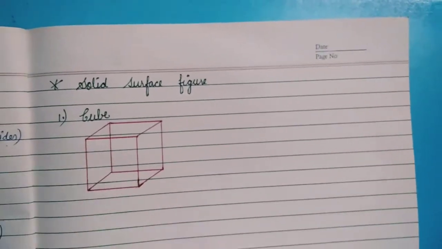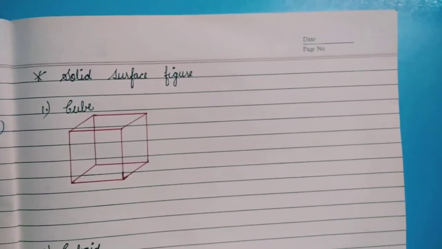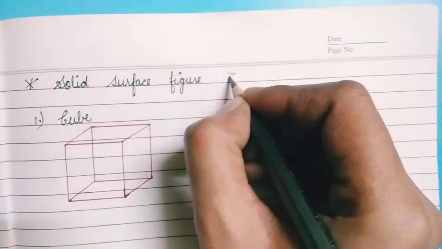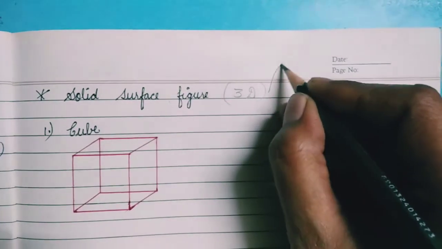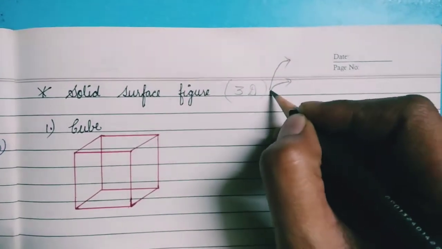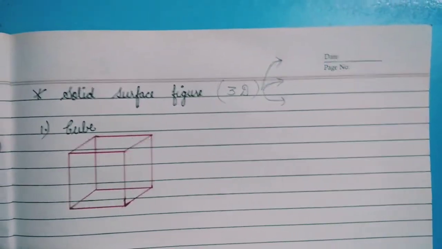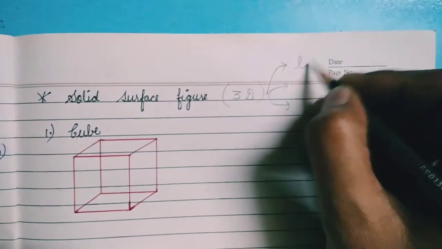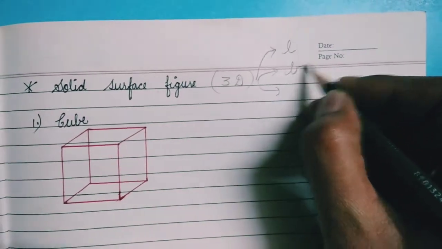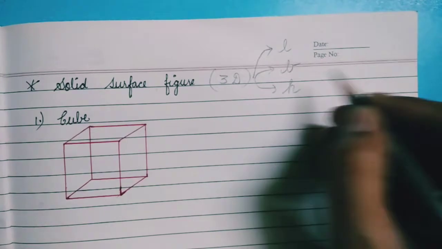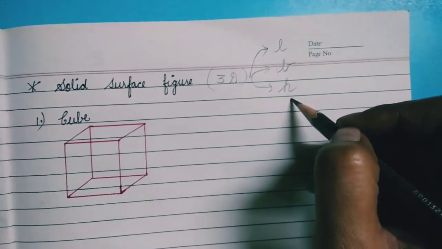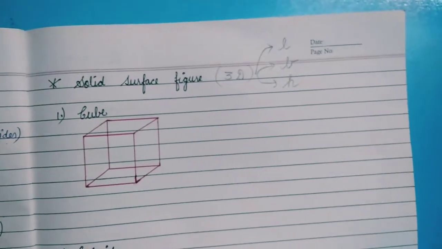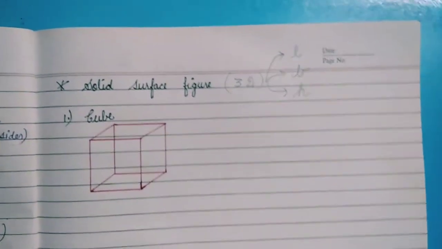Now we are coming to the solid surface figures. It means 3D figures. 3D figure means a kind of figure which gives us three things: first is length, second is breadth, and third is height. Length, breadth and height. Okay. So the very first is a cube, then cuboid, then cylinder that we need to see.